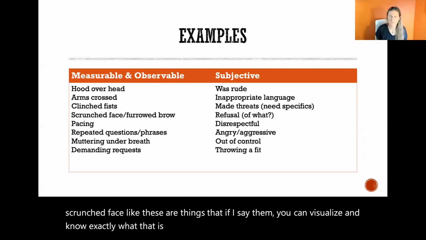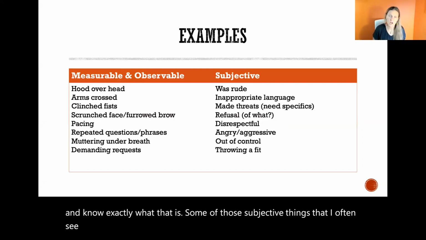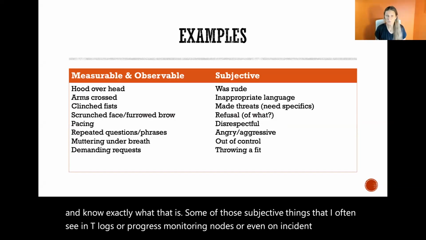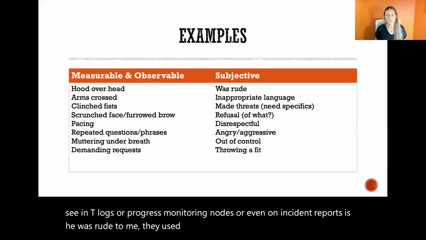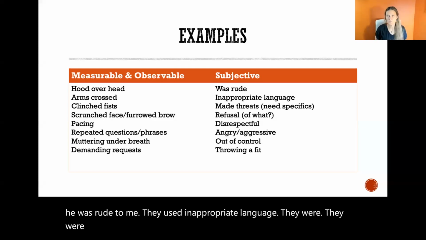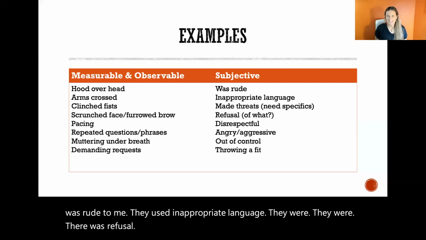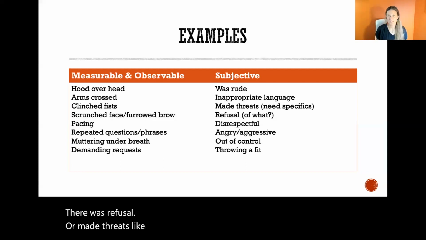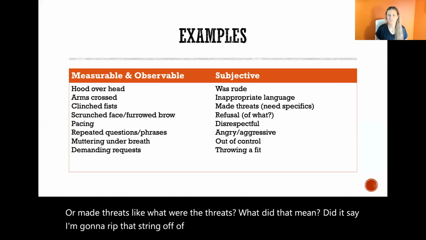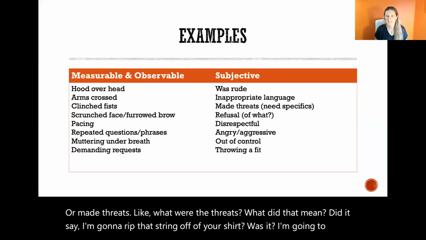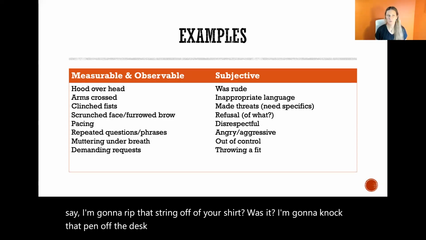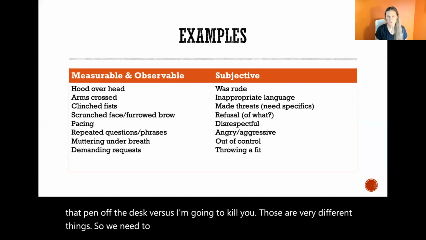Some of those subjective things that I often see in T-logs or progress monitoring notes or even on incident reports are: he was rude to me, they used inappropriate language, there was refusal, or made threats. Like, what were the threats? What did that mean? Did it say, I'm going to rip that string off of your shirt? Was it, I'm going to knock that pen off the desk? Versus, I'm going to kill you. Those are very different things. So we need to make sure that we're really specific in what is actually happening.